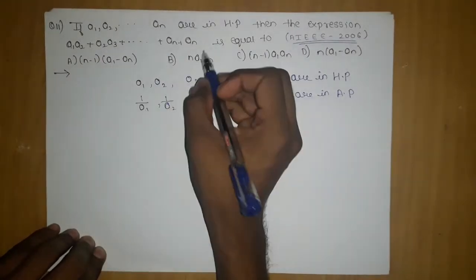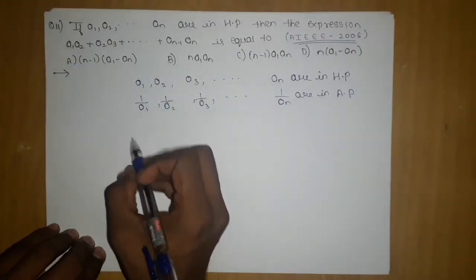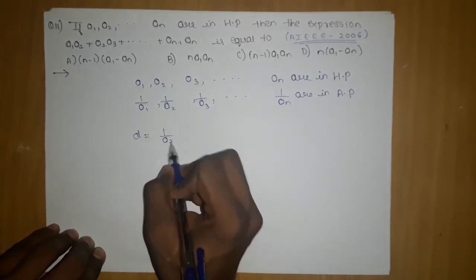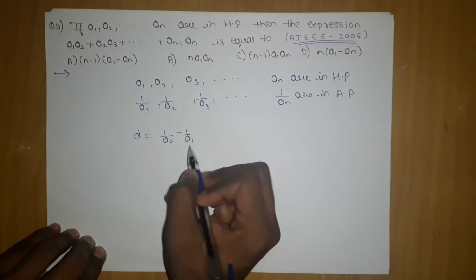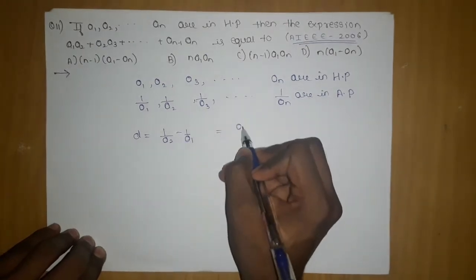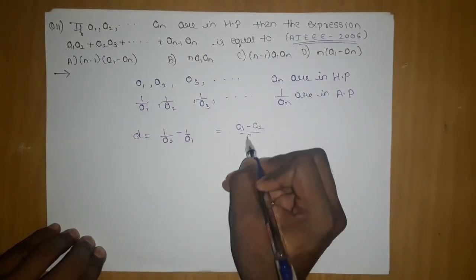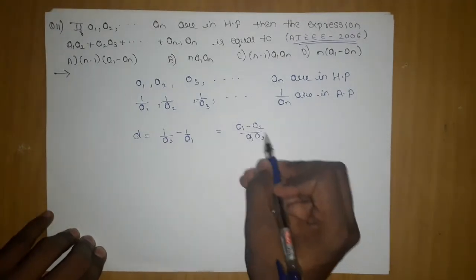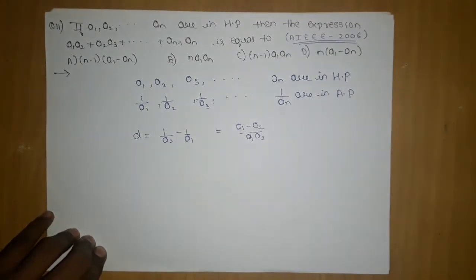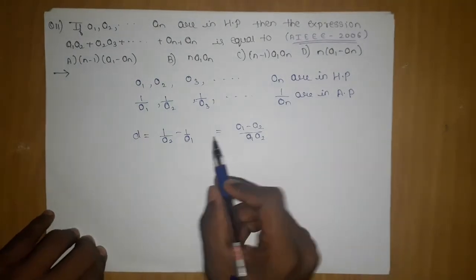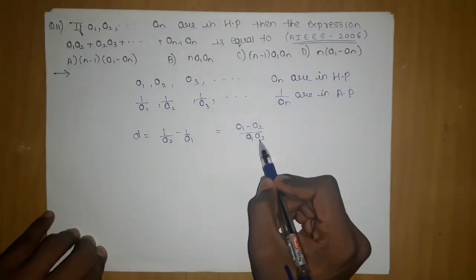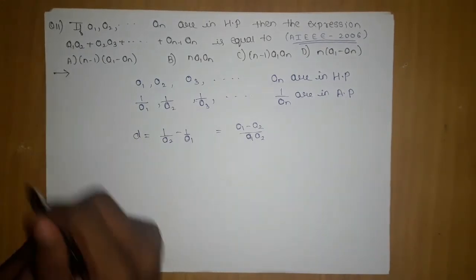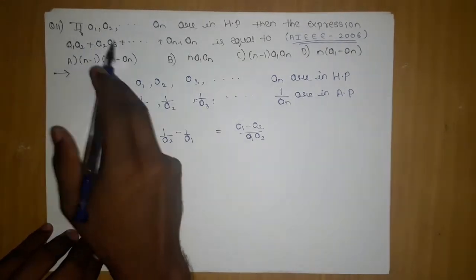So if they are in AP, in this type of question, we know d will be 1 upon a2 minus 1 upon a1, which will be nothing but a1 minus a2 upon a1 into a2. Now if you observe this d value, it is showing a1 into a2. Your doubt will be: if my d value is a1 minus a2 upon a1 into a2, this term will cancel out if I multiply and divide with d, but this term will not cancel out because it is a2 into a3.